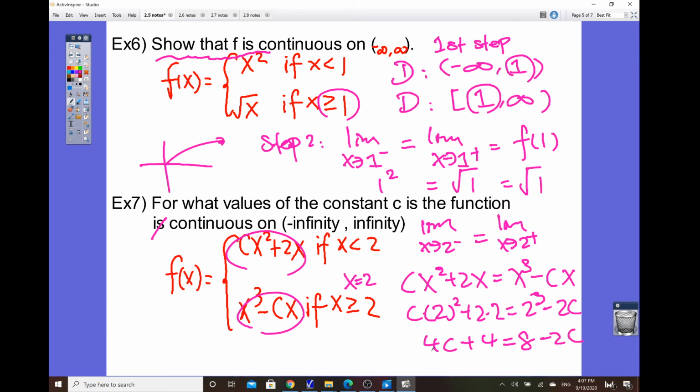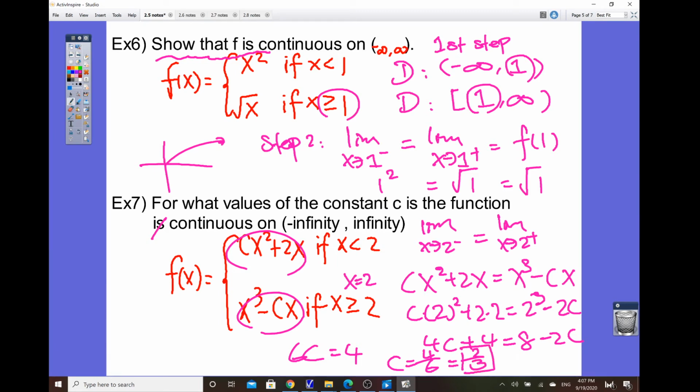And then the rest of this, we're just solving the linear equation. So 4c plus 2c, then that'll be 6c. And then a minus 4, then that'll be 4. And then solve for c. So divided by 6 both sides. So we do have c equals 4 over 6, which is 2/3.